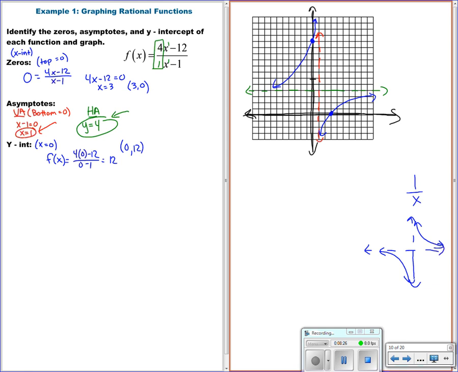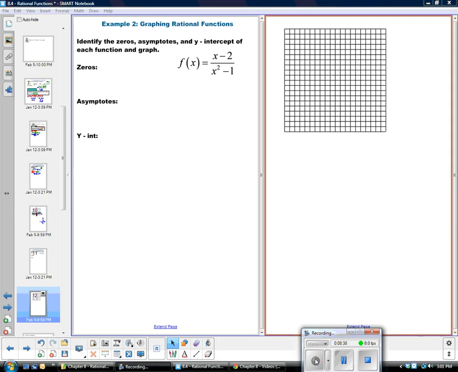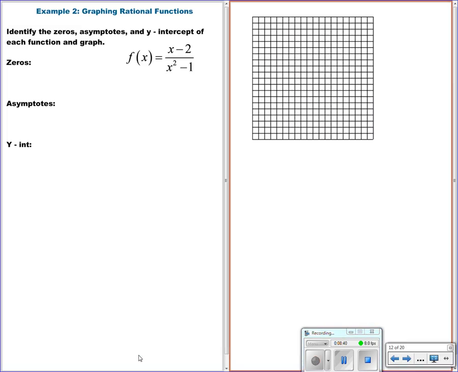And it's okay if you're just sketching these in. I'm okay with you guys just sketching those in. So that's what that graph would look like. Now let's look at the next one. So the next one, identify the zeros, asymptotes, and y-intercept of each function and graph.